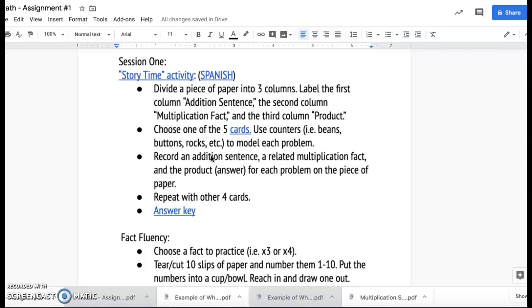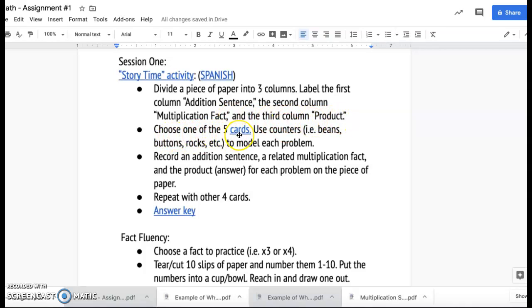Story time really is just you're going to get a set of five word problems, essentially. It's simple word problems, I think, but word problems nonetheless. And they are wanting you to do a little activity with it. So I'm going to explain that to you. It says divide a piece of paper into 3 columns, and I'm going to show you what that looks like in just a second. Label the first column addition sentence, the second column multiplication fact, and the third column product.